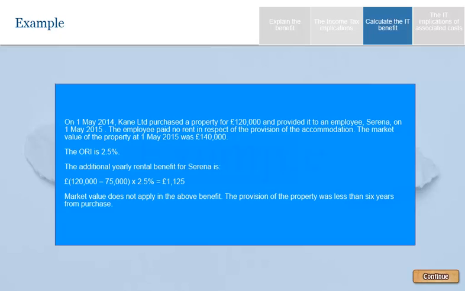This example shows a simple calculation of the additional rental benefit, looking at Kane and provision of a property to Serena. The market value is irrelevant in this example given the property was only purchased a year ago and there's no employee contribution. I'm assuming that the yearly benefit is for the current year, and so it's been provided since May 2015 and still provided.